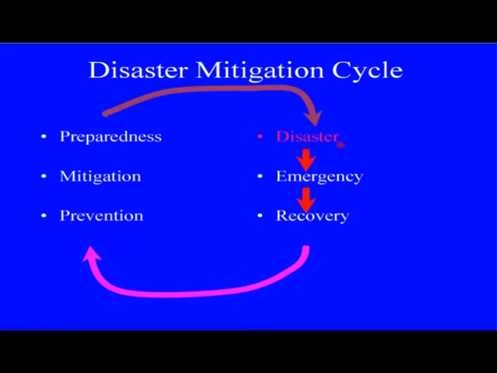That means when a disaster happens, you immediately have to go to emergency, with urgency and other things, and then recovery. Finally, in this cycle we are monitoring prevention, mitigation, and preparedness. So we go through this cycle like this. This is called the disaster mitigation cycle, and it is true for earthquakes also.